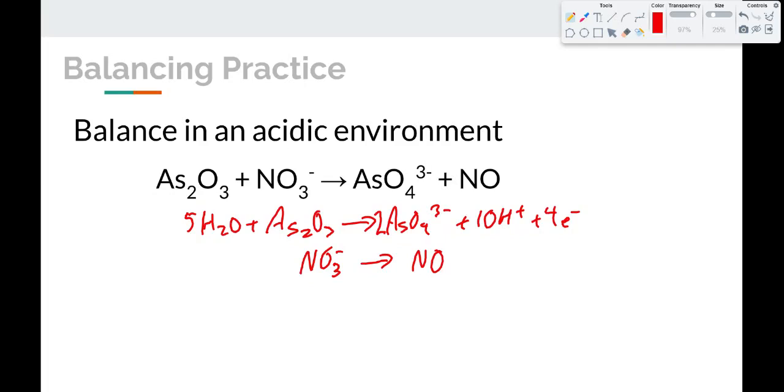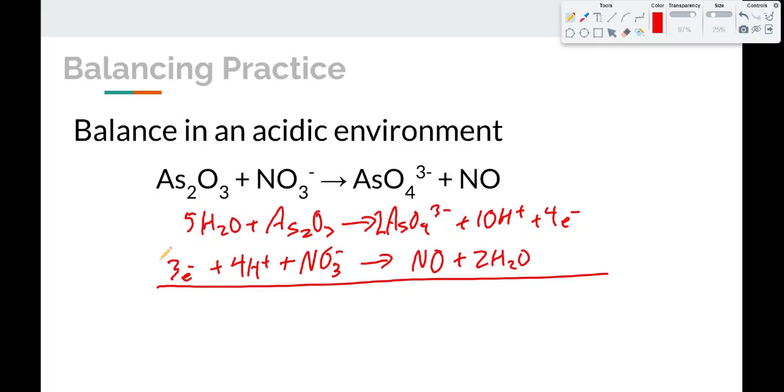Second half reaction. I have 3 O's on the left, 1 on the right, so I'm going to add 2 water. That means I'm going to have to add 4 H plus on the left. The right side is neutral. The left side is 4 plus and a minus, that's 3 plus, so that means I'm going to have to add 3 electrons. The electrons lost and gained don't match, so I'm going to have to multiply the bottom half reaction by 4 and the top half reaction by 3.